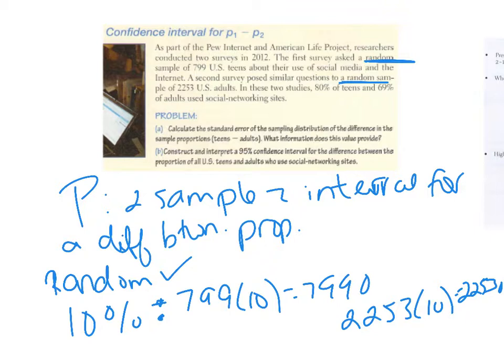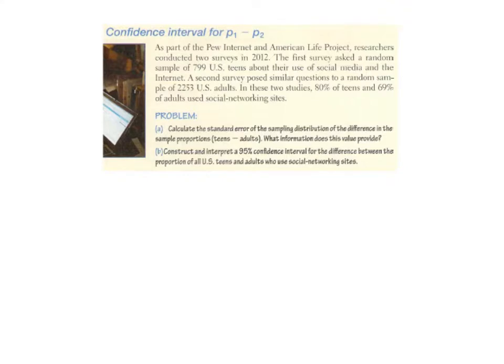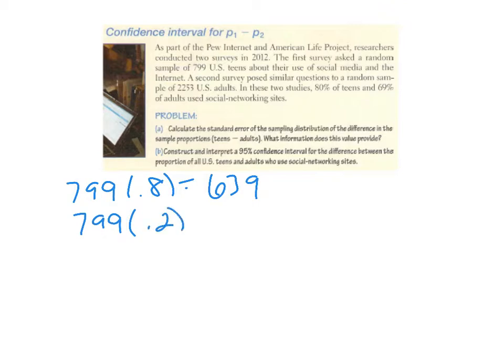Okay, so when I go to check my large counts, I need to also again do it for both samples. So I need to do my teens at 799 times 0.8. And these need to be whole numbers, so I'd round down to 639. And then 799 times 1 minus 0.8, so 0.2, which again I need a whole number, so I'm going to say about 160. Either way, we're greater than 10. Okay, and then I need to make sure I do that for my adults.